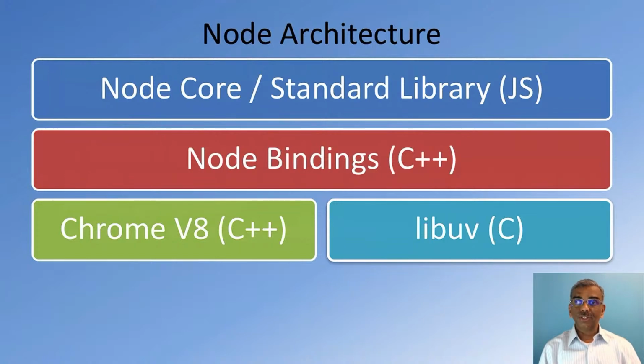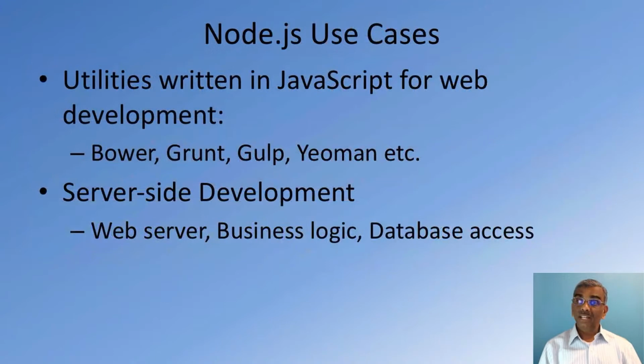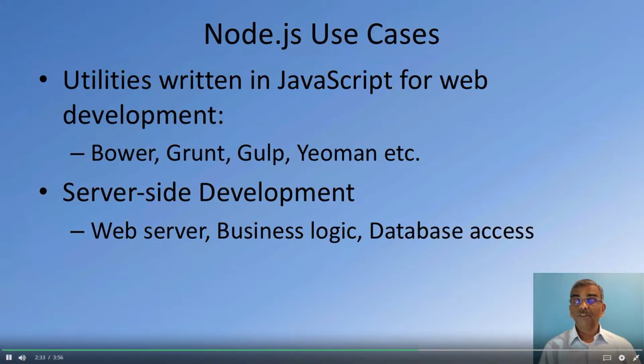And this is what enables us to write JavaScript programs and run them on the desktop. Naturally, the ability to run JavaScript programs on the desktop energized the web development community to explore using JavaScript to develop a significant number of web development tools. Tools such as Bower, Grunt, Gulp, Yeoman, and many others. We will explore some of these in the later part of this course and in subsequent courses.